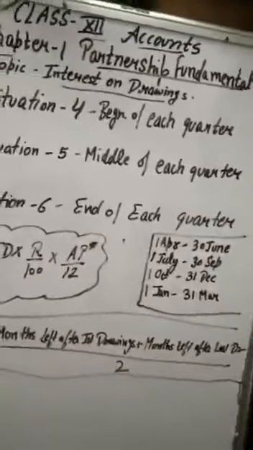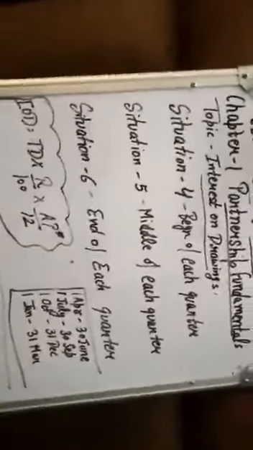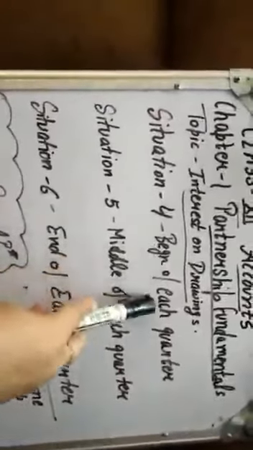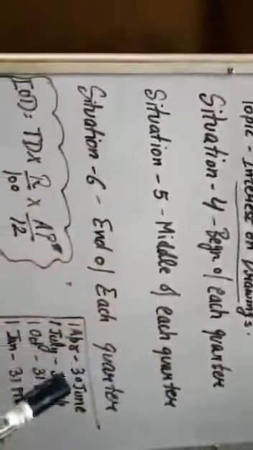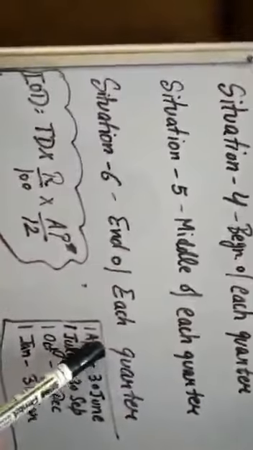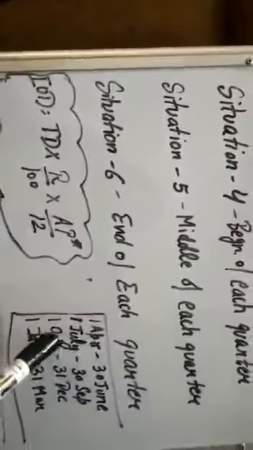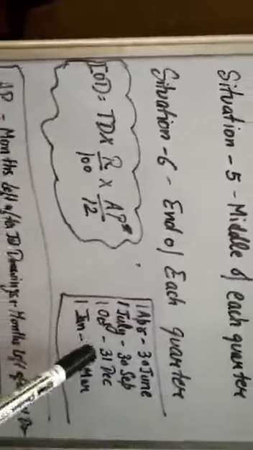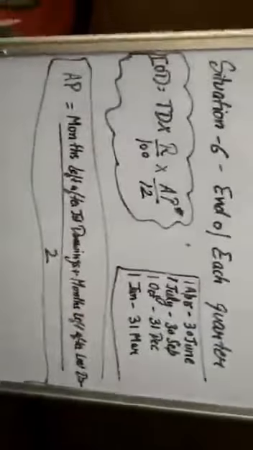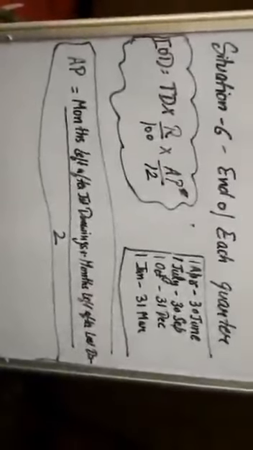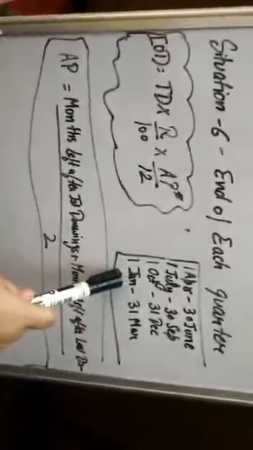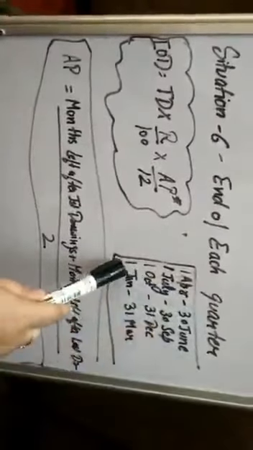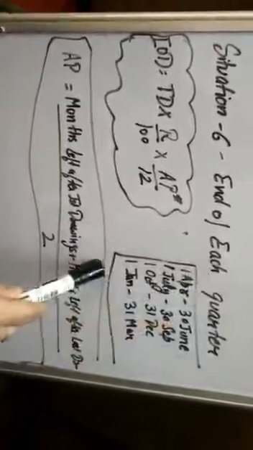Now, we are making drawings, and we are making drawings in the beginning of each quarter. Beginning of each quarter means on 1st April, on 1st July, on 1st October, and on 1st January. If we withdraw our first drawing on 1st April, our last drawing will be on 1st January. First drawing in the first quarter, last drawing in the last quarter.